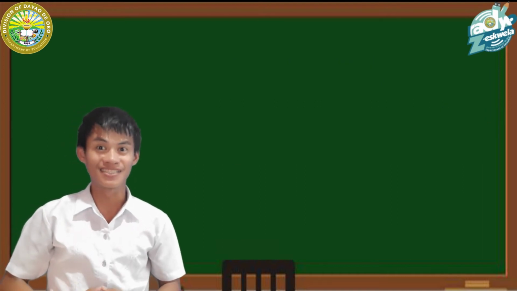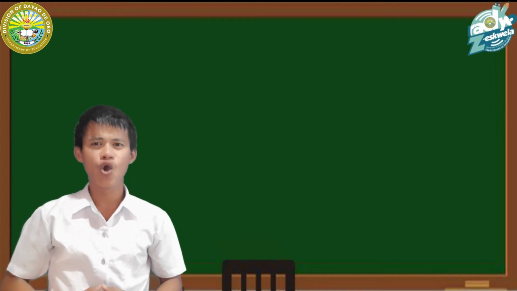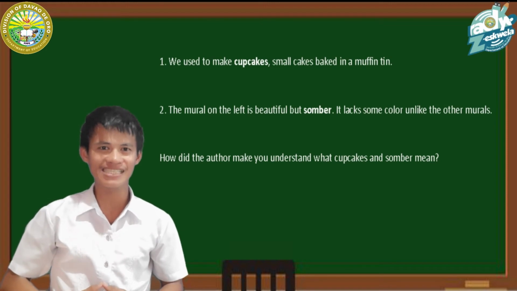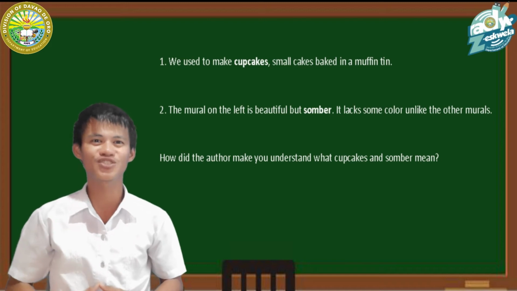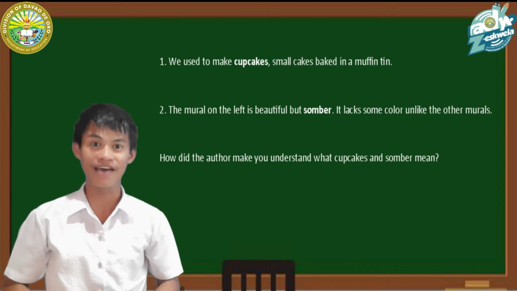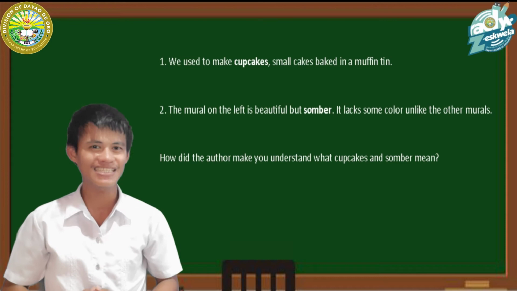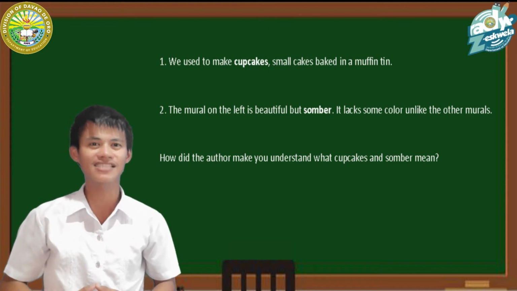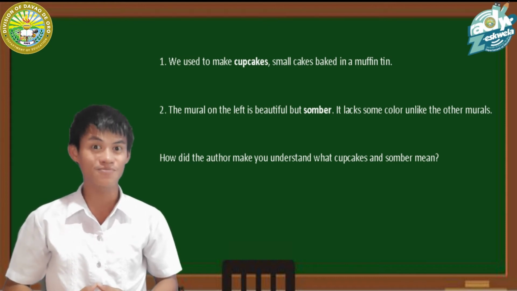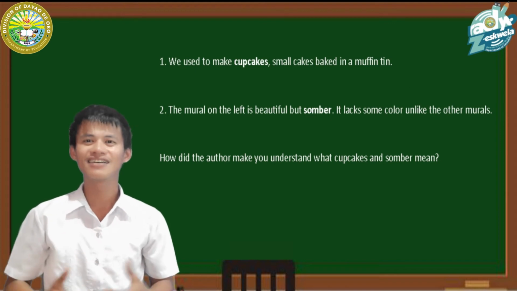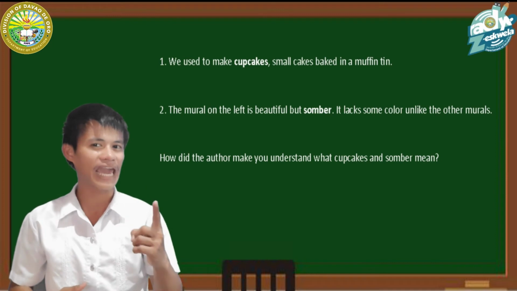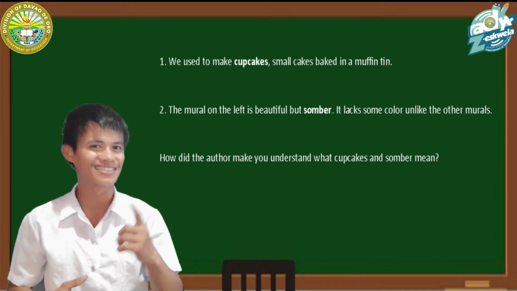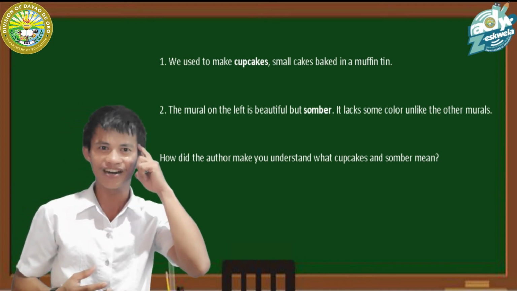For example, number 1. We used to make cupcakes, small cakes baked in a muffin tin. Number 2. The mural on the left is beautiful but somber. It lacks some color unlike the other murals. How did the author make you understand what cupcakes and somber mean? You have to think of an answer.